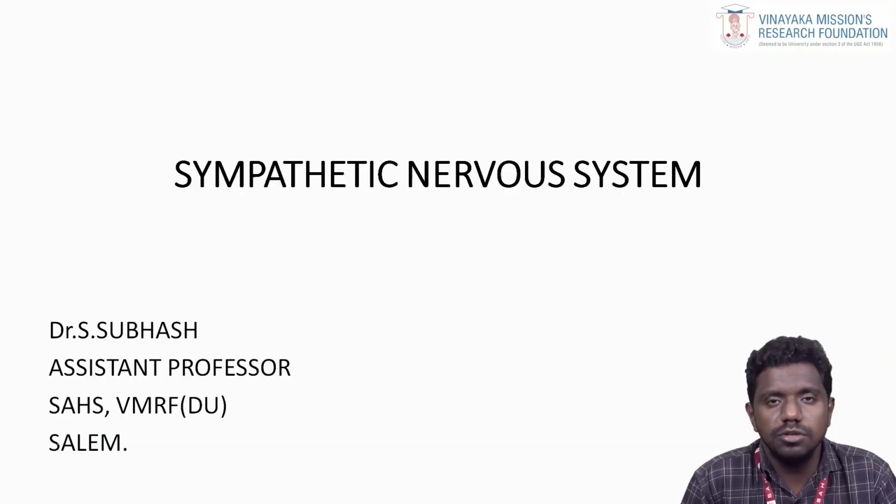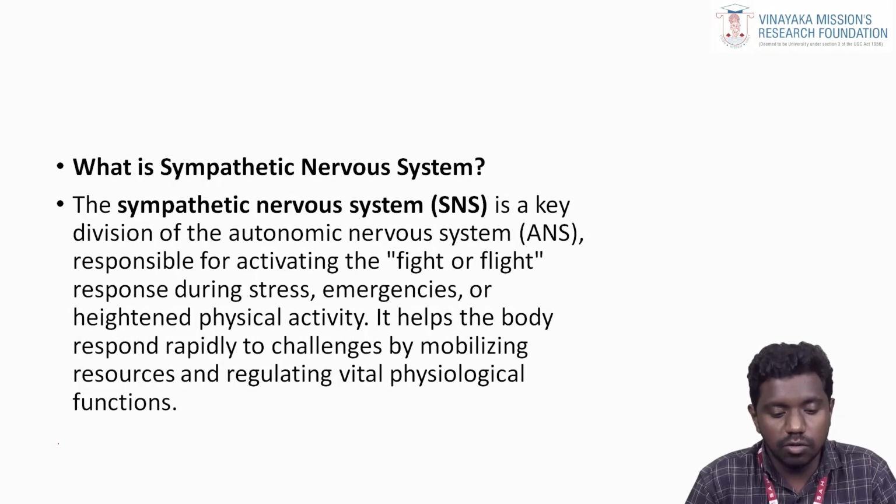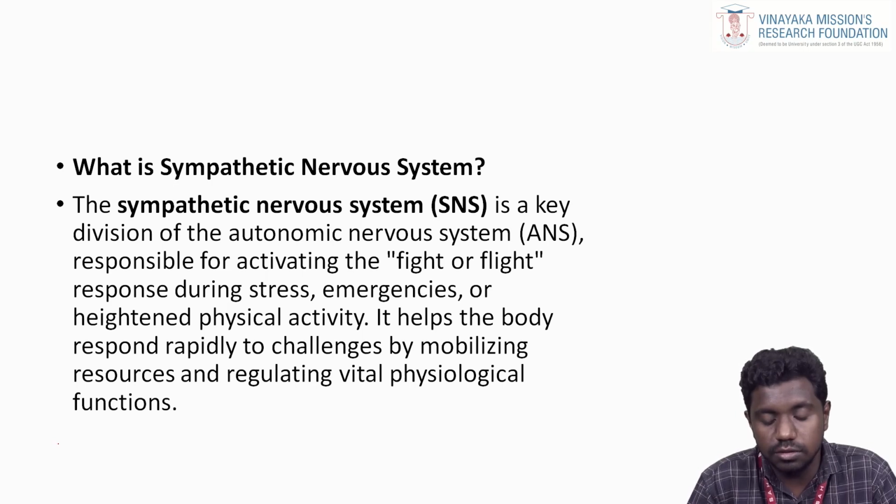Today I am going to discuss the sympathetic nervous system. What is the sympathetic nervous system? The sympathetic nervous system is a key division of the autonomic nervous system responsible for activating the fight or flight responses. It is activated during emergency situations like physical activity, stress, or fearful situations. At those times it activates the fight or flight responses, which are called defense mechanisms. This is called the sympathetic nervous system.